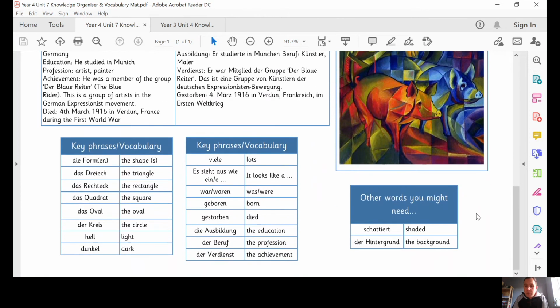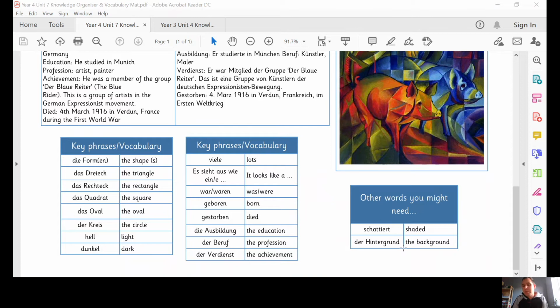And other words that you might need to know: schattiert means shaded, and der Hintergrund is the background. We'll think more about using those words in our next lesson, but it's also useful to think about that. So you might say something like, welches Oval ist schattiert grün? You know, which oval is shaded green, and if you were pointing, that's quite helpful to know.